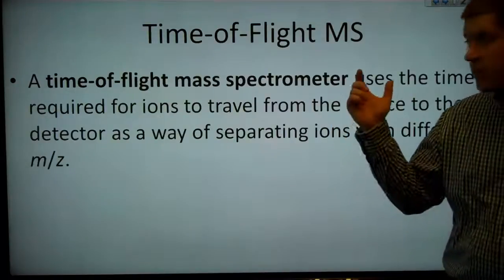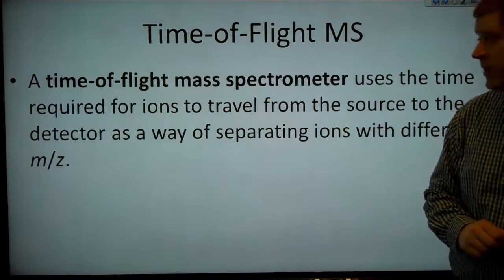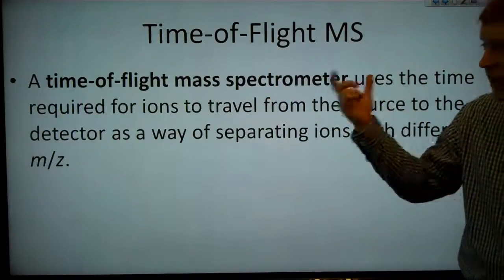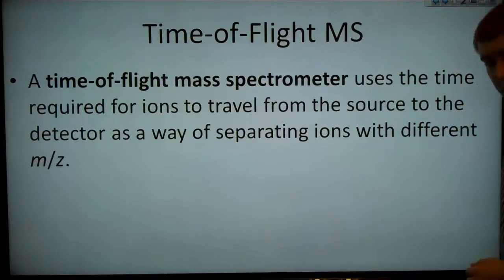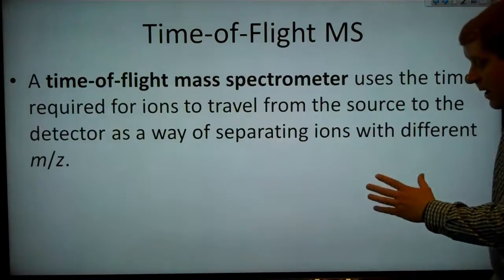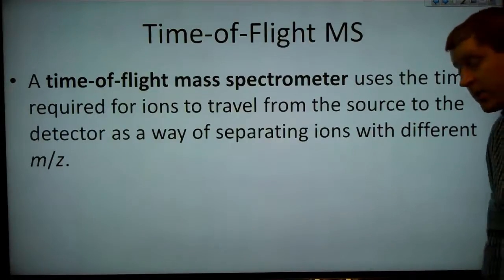Another type of mass spectrometer is the time of flight mass spectrometer. And this uses the time that's required for ions to travel from the source to the detector as a way of separating ions with different mass to charge ratios.